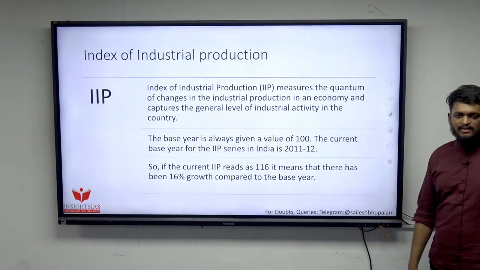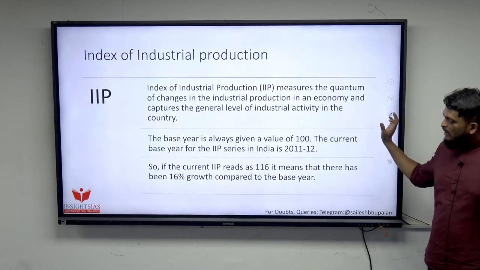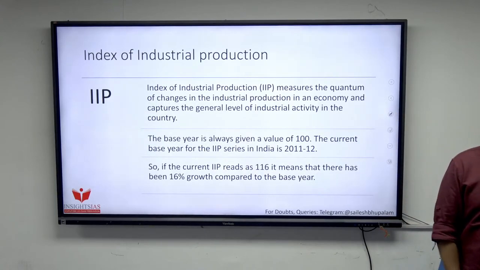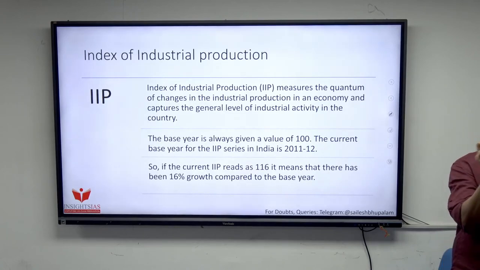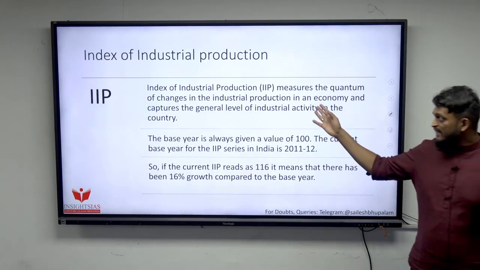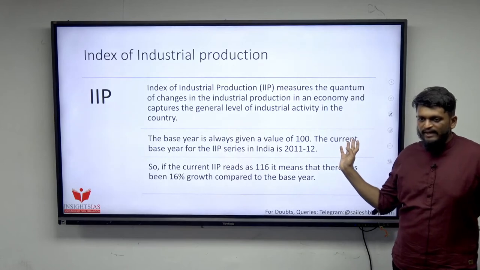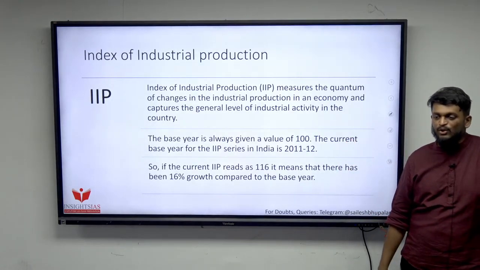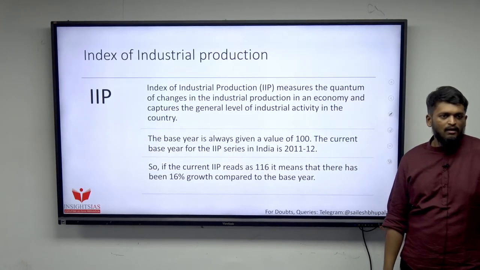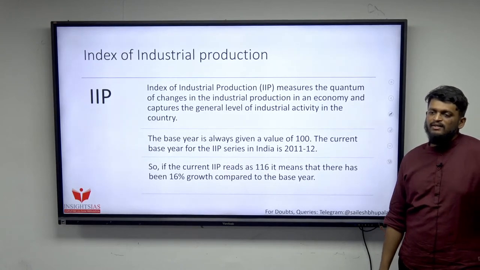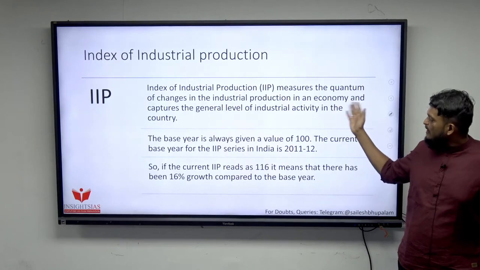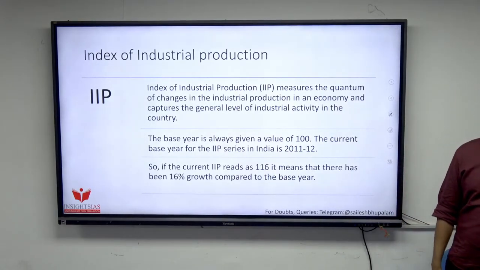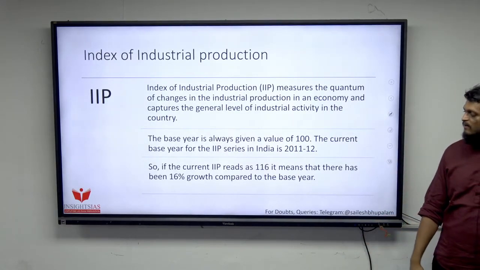Coming to the Index of Industrial Production. This is also an index. When you look at the name index, by now, consumer price index means it is one number which shows inflation. Now you can easily identify by looking at the name itself. Index of Industrial Production means what should it show? How much actual production is happening in the country, this is what it should show. IIP measures the quantum of changes in industrial production in the economy, captures the general level of activity. How much production is happening, it will try to capture.